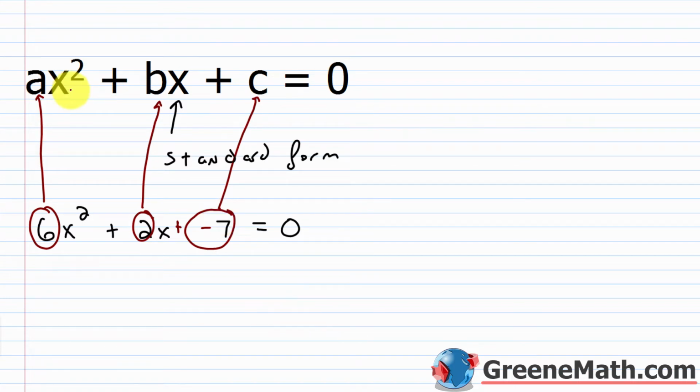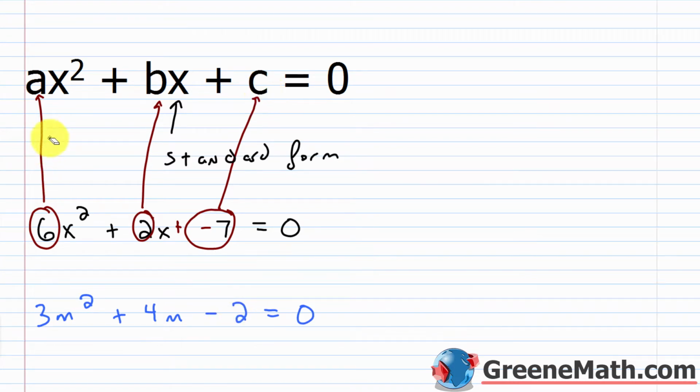And the variable does not have to be x. Again, that's just a generic example. You could see something like 3m squared plus 4m minus 2 equals 0. Now you have 3 as the coefficient for m squared, so 3 is a. 4 is the coefficient for m to the first power, so 4 is b. And then negative 2 would be c.